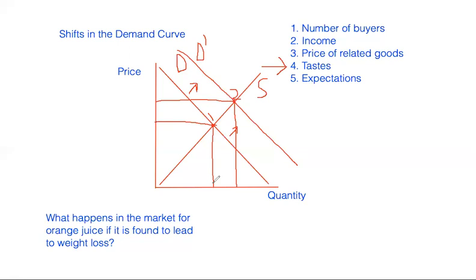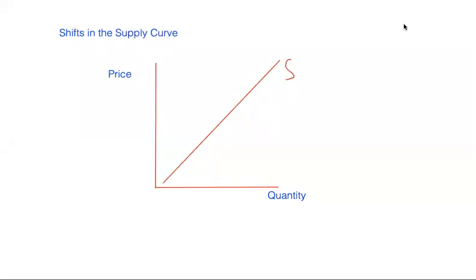It increases from this point to this point. So effectively, what's happening when the shift in the demand curve happens is that the demand curve is shifting outwards. And it's shifting outwards because consumers want more orange juice because it's found to lead to weight loss. And so because of that, there's going to be an increase in the price and an increase in the quantity demanded of orange juice.